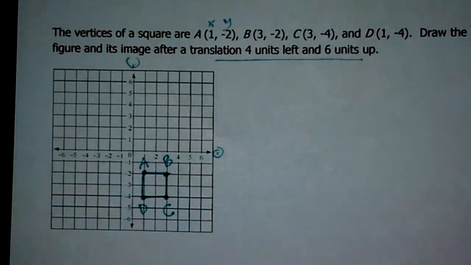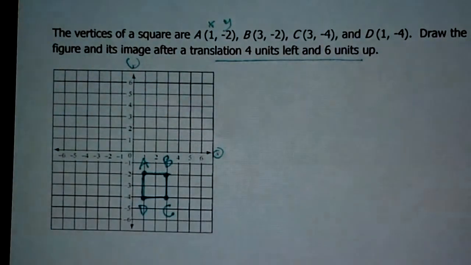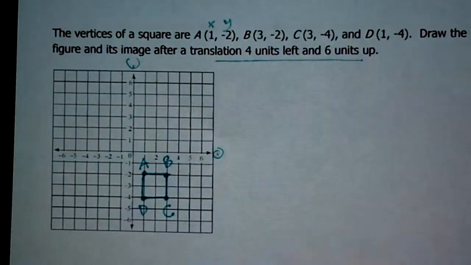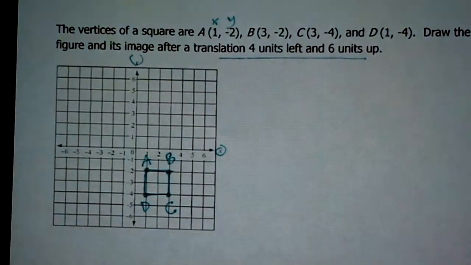Unless you want, you can get your ruler. That would make me so happy. Go for it. So here's my original. Now what we're supposed to do is take this figure, and we're supposed to translate it 4 units left and 6 units up. So that means each point, I'm going to translate each point 4 units left and 6 units up. So again, I'm going to start alphabetically. That helps me keep things straight.